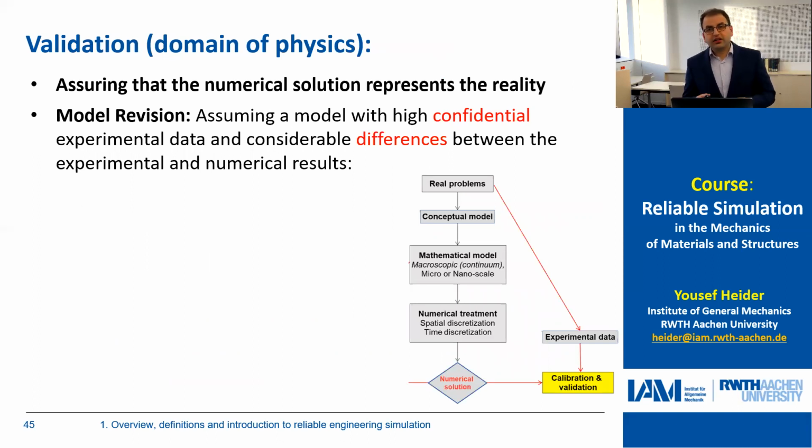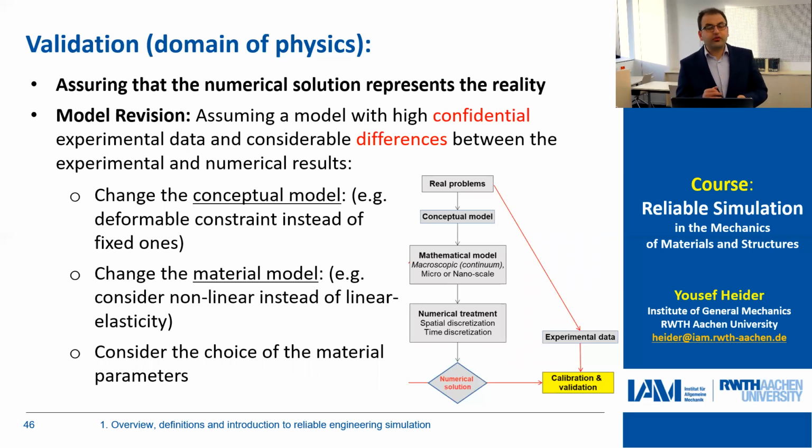If you have highly confidential experimental data, and by the way, experimental data require a lot of effort and cost a lot of money. And if you have this data and you are sure that they are correct, and you are aware of all the boundary and initial conditions and the atmospheric issues around the experiment, and then you have observed big differences between the numerical and the experimental data, then you have to think about some issues like changing the conceptual model.